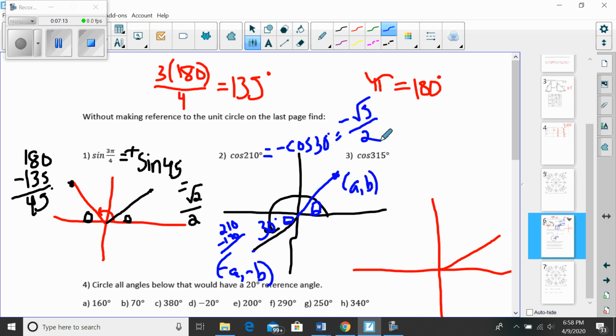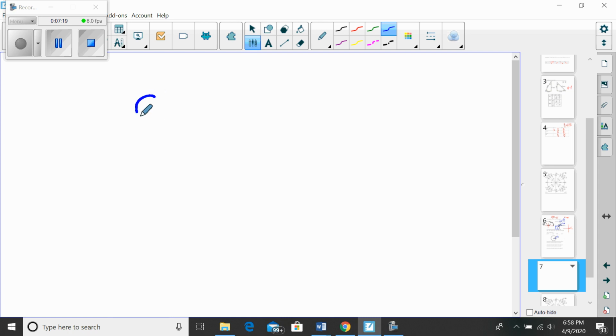All right, so you try cosine of 315 degrees. So first draw it. And then try to determine the reference angle.